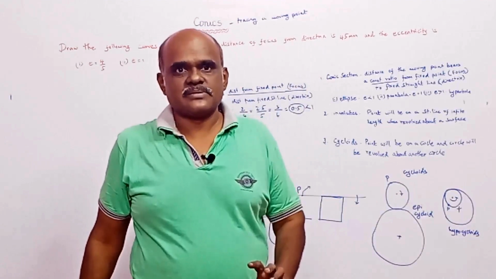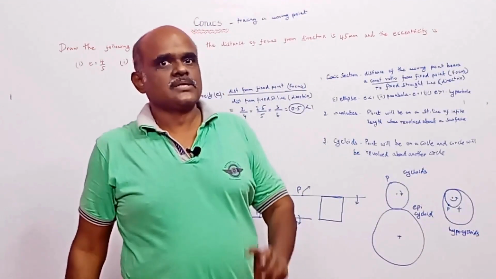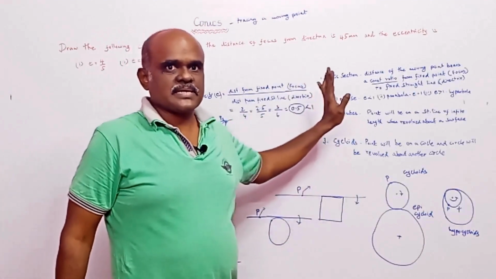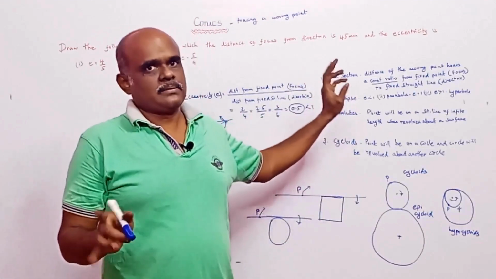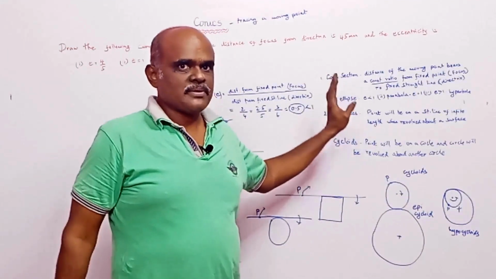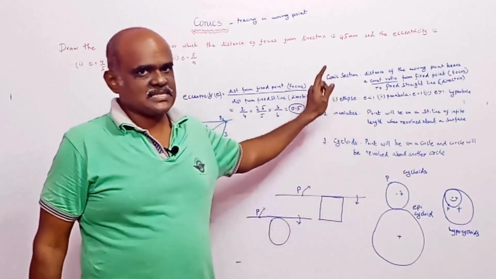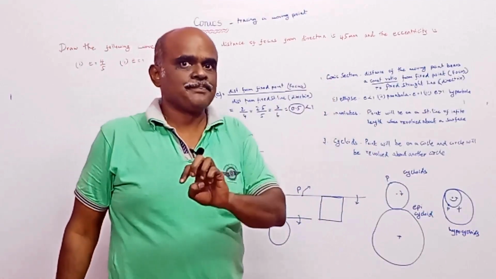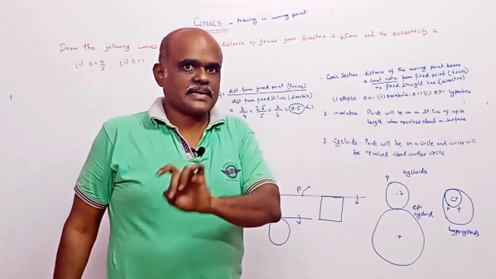So in today's video we have discussed what is meant by conics. In case of conics, we have three types based upon the condition of the moving point. When the moving point bears a constant ratio between a fixed point and a fixed straight line, it is a conic section. Under this conic section, we have three types of curves: ellipse, parabola, and hyperbola.